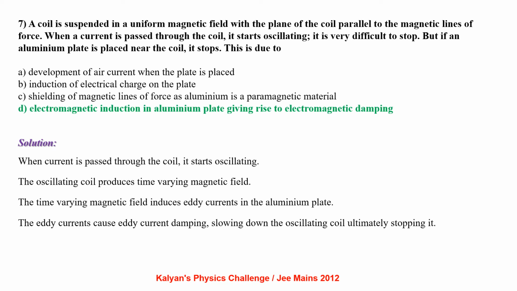When current is passed through the coil, it starts oscillating. The oscillating coil produces a time-varying magnetic field. The time-varying magnetic field induces eddy currents in the aluminum plate. The eddy currents cause eddy current damping, slowing down the oscillating coil, ultimately stopping it. So, the correct option is D.